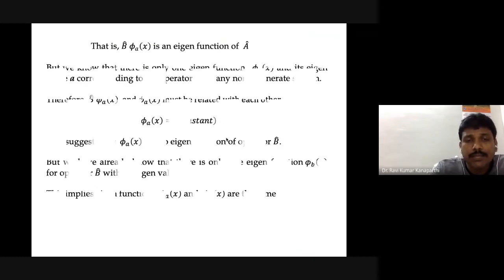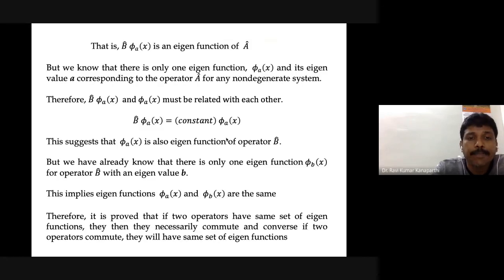Further, I will also give another very important thing. So this implies that the eigenfunctions phi a and phi b are the same. Therefore, it is proved that if two operators have the same set of eigenfunctions, then they necessarily commute, and the converse, if the two operators commute, then they will have the same set of eigenfunctions.